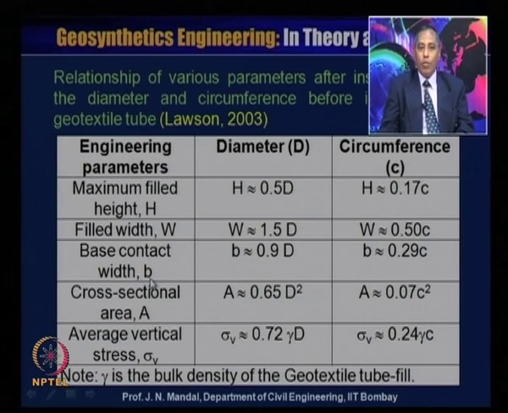Base contact width, small b, is equal to 0.9 D and b is equal to 0.29 C. Cross sectional area A is equal to 0.65 D square and A is equal to 0.07 C square. Average vertical stress sigma V is equal to 0.72 gamma D, where gamma is the bulk density of the geotextile tube fill, and sigma V is equal to 0.24 gamma C. So, he has given a very nice correlation between the diameter and the circumference for the geotextile tube before and after installation.